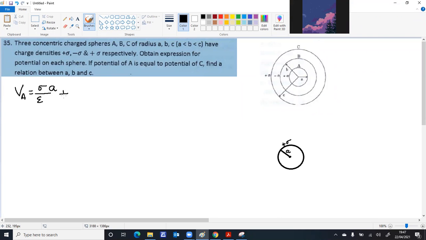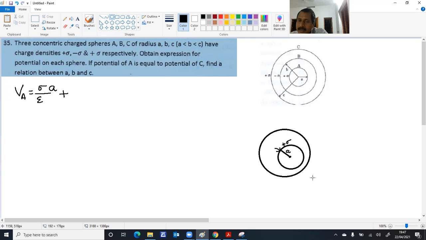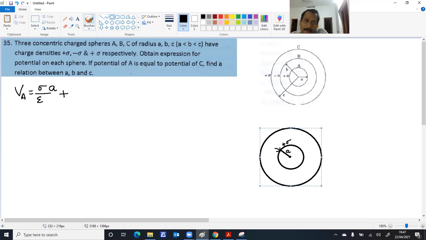Now this point has a contribution from sphere B, right? For sphere B, is this point inside, on the surface of B, or outside B? Inside. Any point inside a sphere will have a potential same as on its surface.